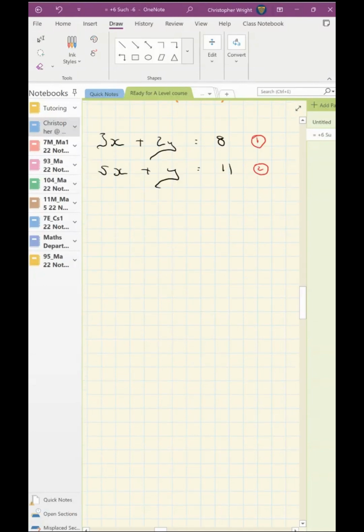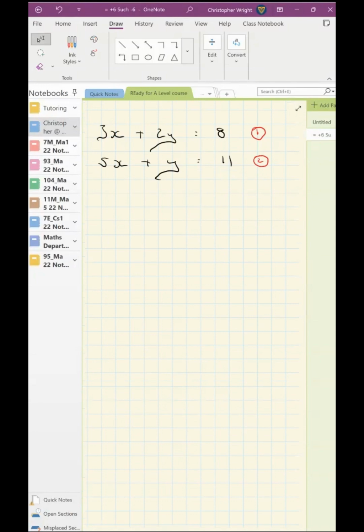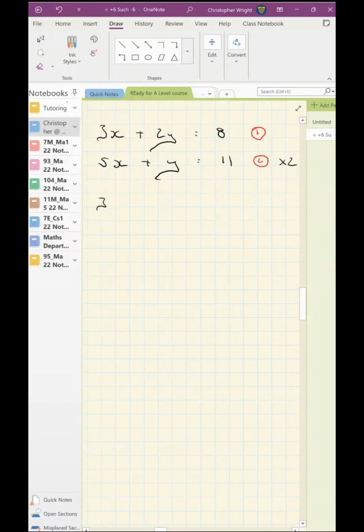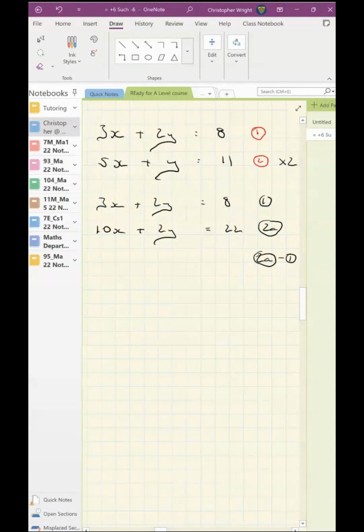So here are my examples. What I'm going to do here is I'm going to multiply the second equation by 2, because then I'm going to have 2y's in both of my equations. I'm copying down equation 1. And now I'm multiplying equation 2 by 2, because now I've got equation 1 here and equation 2a, and I can subtract my equations. I'm going to do the bottom equation minus the top equation in this case because that's going to be a little easier. I'm going to draw a line, keep it neat.